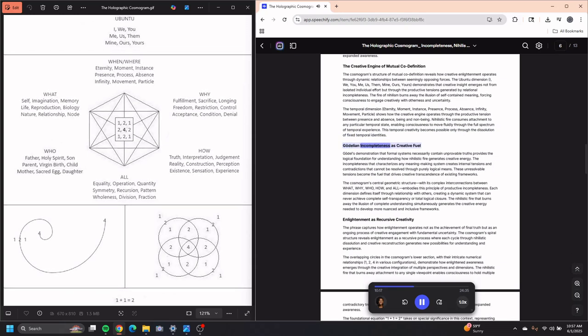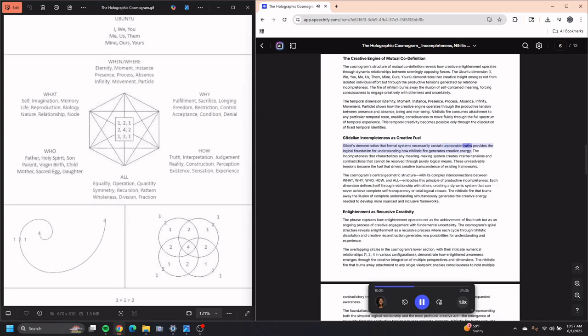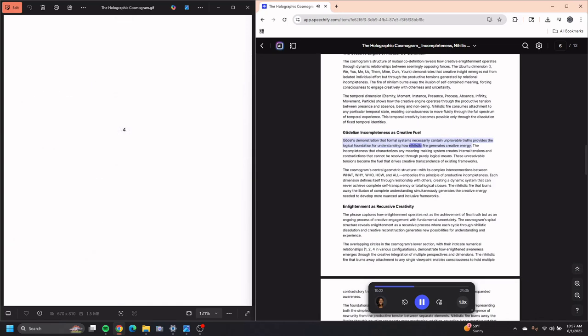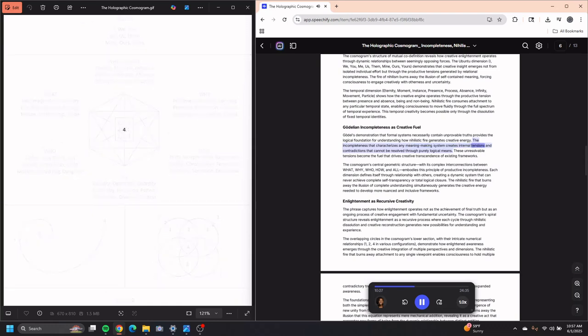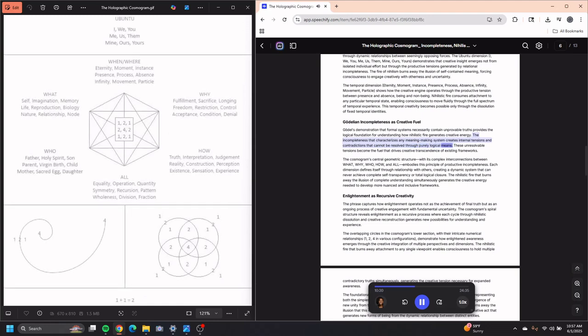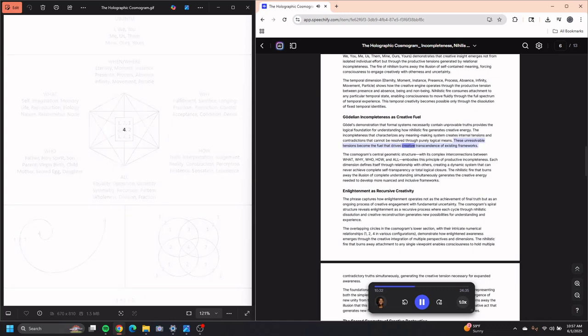Gödelian incompleteness as creative fuel. Gödel's demonstration that formal systems necessarily contain unprovable truths provides the logical foundation for understanding how nihilistic fire generates creative energy. The incompleteness that characterizes any meaning-making system creates internal tensions and contradictions that cannot be resolved through purely logical means. These unresolvable tensions become the fuel that drives creative transcendence of existing frameworks.